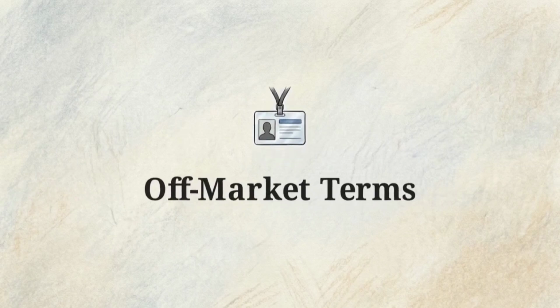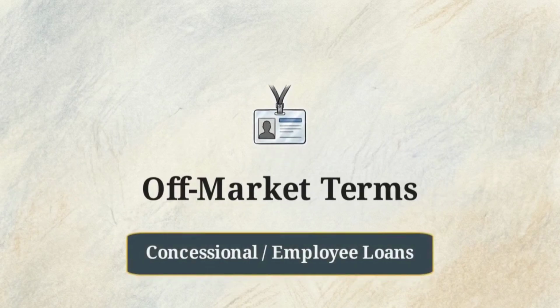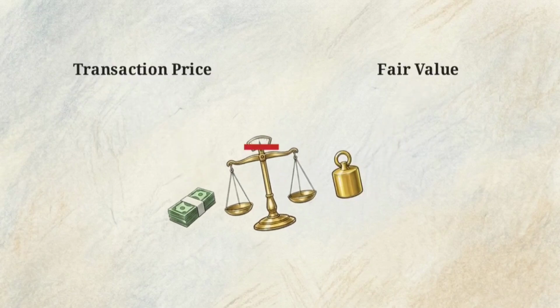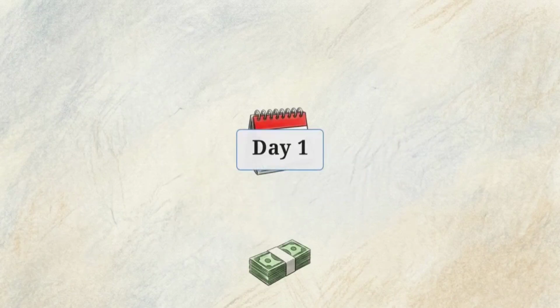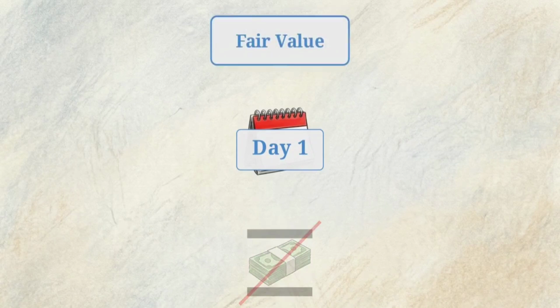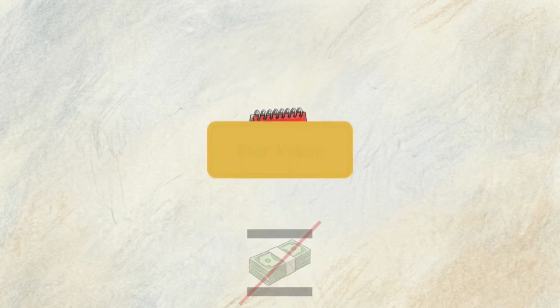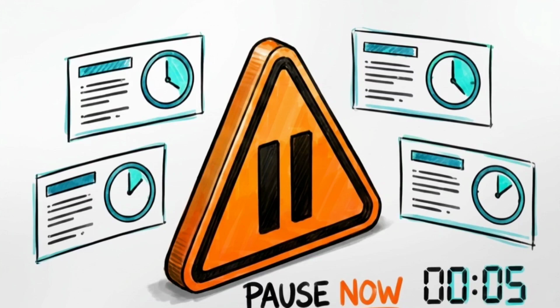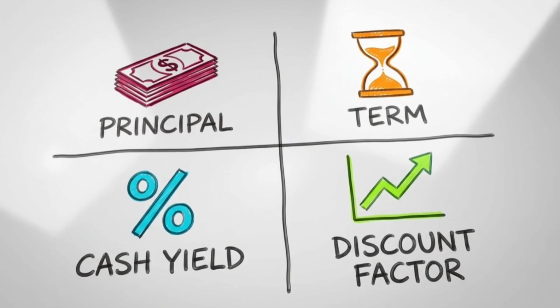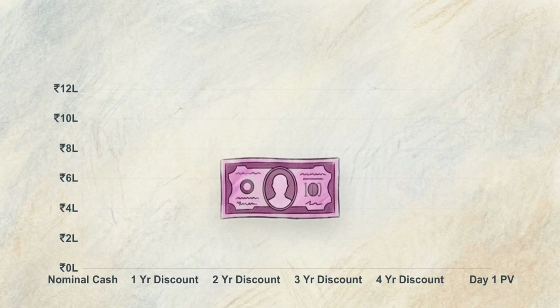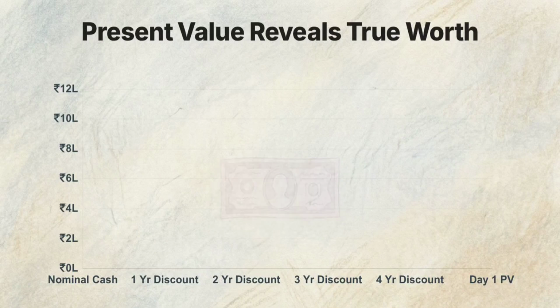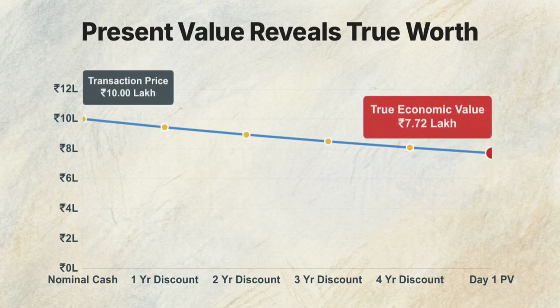Complexity arises with off-market terms. When you deal with concessional or employee discounted loans, the equality between transaction price and fair value disappears. Ind AS 109 requires that initial recognition always happens at fair value, regardless of how much physical cash changed hands. Pause the video now and calculate the present value for this scenario: a 10 lakh loan, 5-year duration, and a 4% coupon, discounted at a 10% market rate. You have to look past the cash transaction. Calculating the present value is the only way to find the true economic value of the asset on day one.